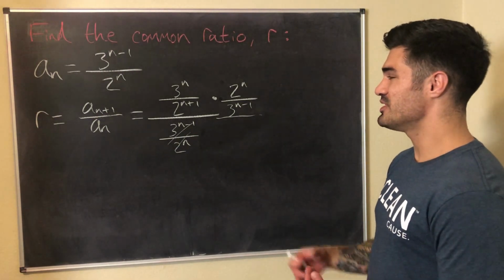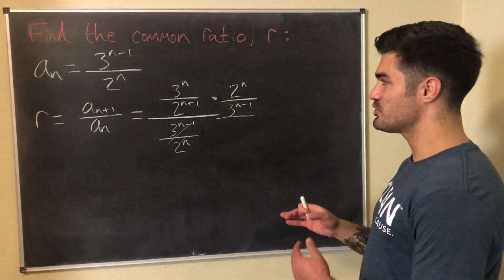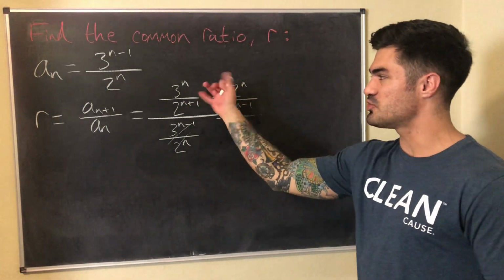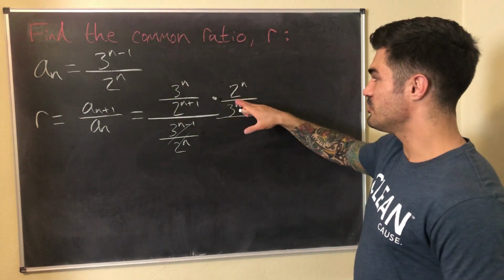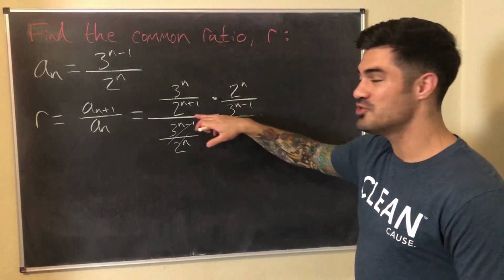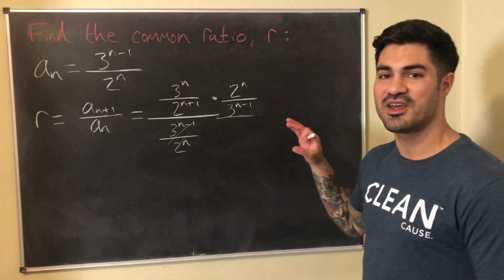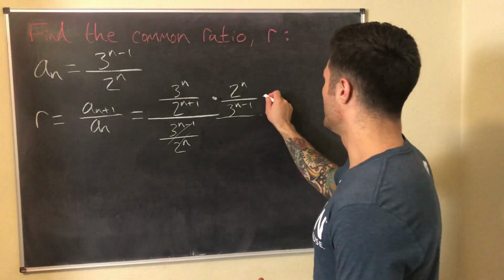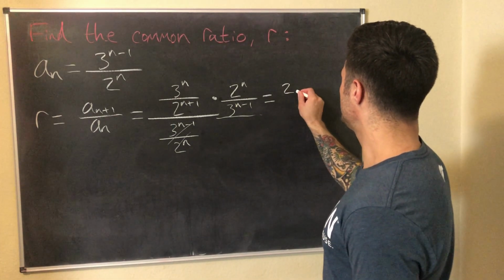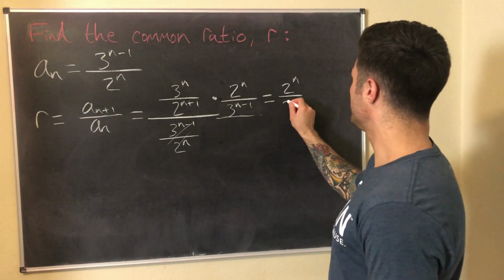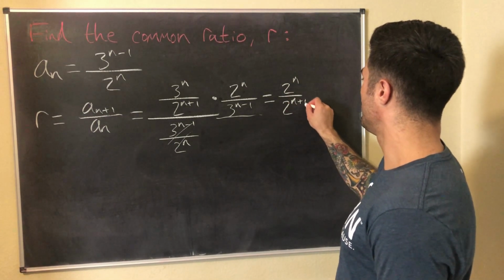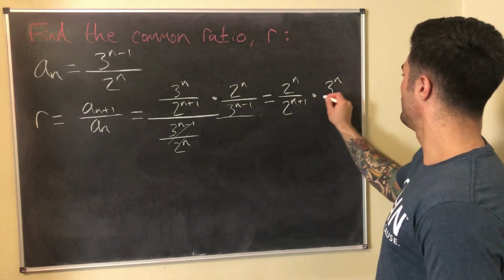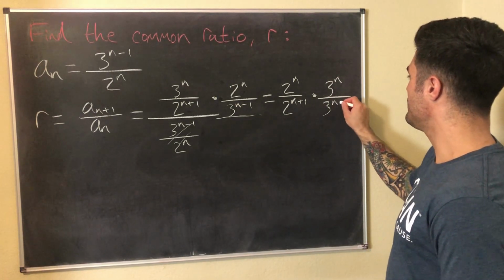So now what I'm going to do is, again, it still looks a little bit crazy. I'm going to do sort of a regrouping because this is multiplication. I can move stuff around. I can swap these, and that's pretty much what I'm going to do. I'm going to group the base 2 things together and the base 3 things together and see if I can use exponent rules to simplify even further. So if I do that, I get 2 to the n over 2 to the n plus 1 times 3 to the n over 3 to the n minus 1.